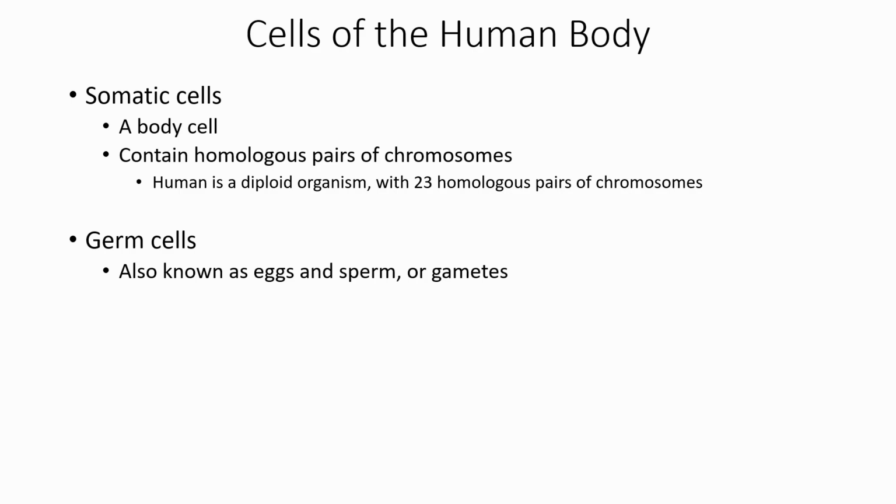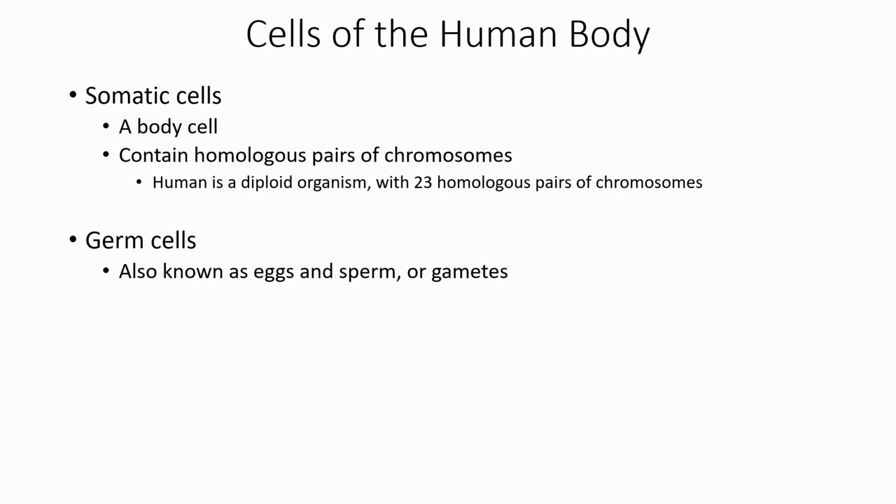And then the germ cells. The germ cells sometimes are called sex cells, because these are the cells that are involved with sexual reproduction, eggs and sperm, sometimes also called gametes. So these germ cells are not the same as the somatic cells, because instead of having the 46 total chromosomes with the pairs, the germ cells, the gametes that we form, like the eggs and sperm, have half of the number of chromosomes. So they only have 23, and there are no pairs.